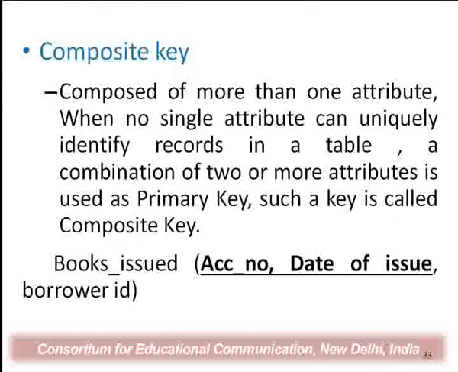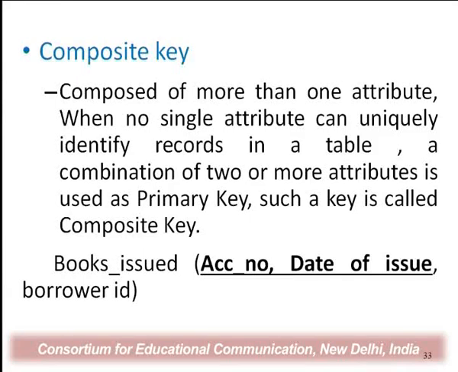Now, there will be some situations where in a particular table you will not find any single attribute which uniquely identifies the records. In that case, what needs to be done? Of course, every table needs to have a primary key. So, in that case one declares a composite key. What is a composite key? A combination of two or even more than two attributes can be declared together as the primary key.